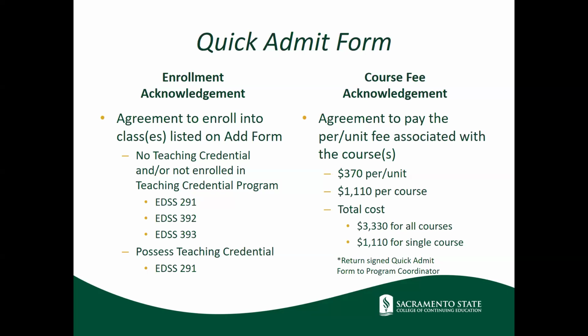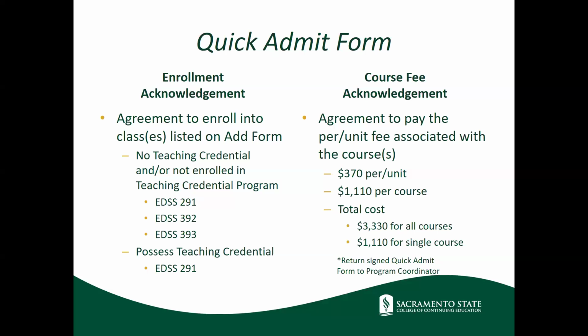For the course fee acknowledgement, students agree to pay the associated per unit course fees of $370 per unit. Each course is 3 units, so the cost per course is $1,110. Thus, the total cost for students who do not possess a teaching credential and taking all 3 courses is $3,330. And the cost is $1,110 for those students with a teaching credential who are only taking the 1 course.